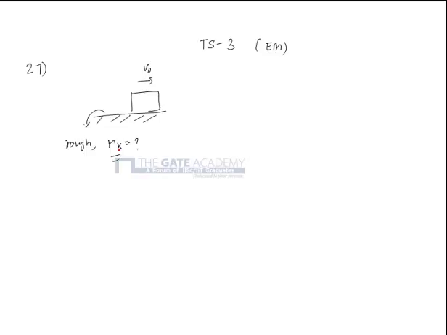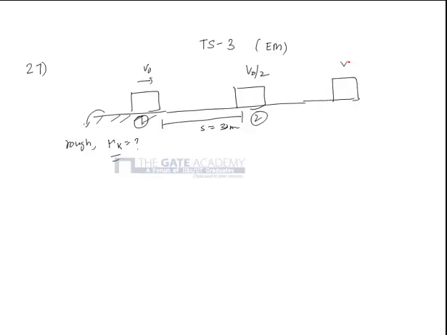If the velocity is reduced to v0 by 2 in 30 meters, so this is position 1, let's say this is position 2, and in 30 meters the block will come to rest in the next how many meters? So the velocity becomes 0 in the next how many meters? That is what is asked.